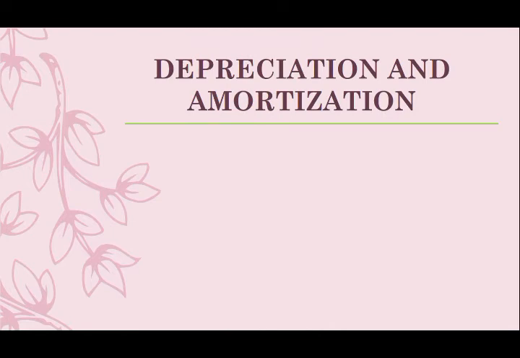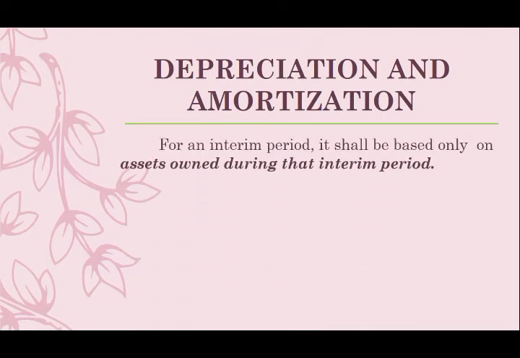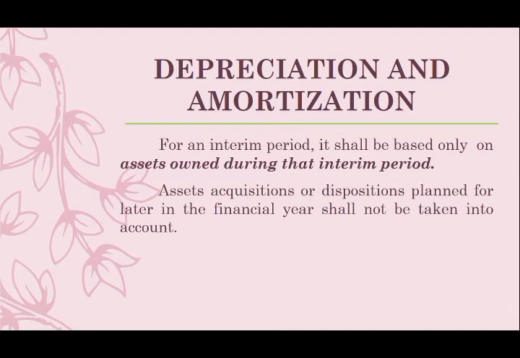Depreciation and amortization. Depreciation and amortization for an interim period shall be based only on assets owned during that interim period. Asset acquisition or dispositions planned for later in the financial year shall not be taken into account. So, the depreciation and amortization that the NTP should record for interim period should only be based on the asset it already owned during that period, and not asset which it purports to buy or purchased on a later date.